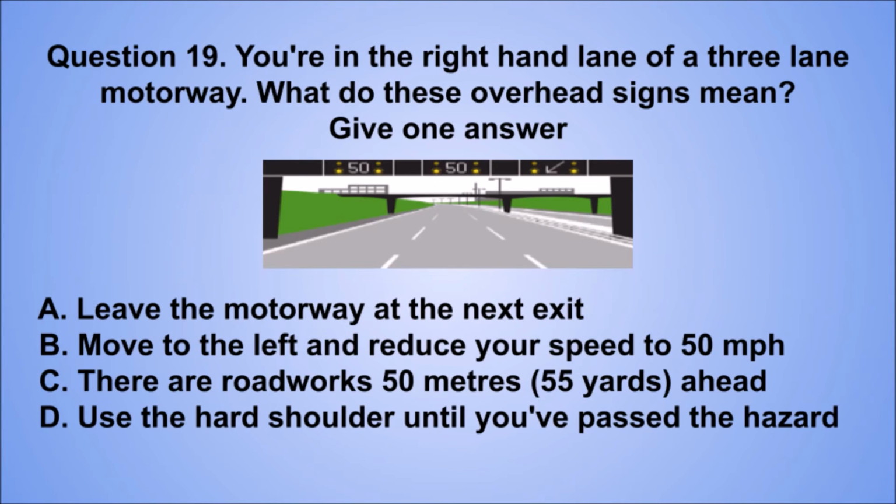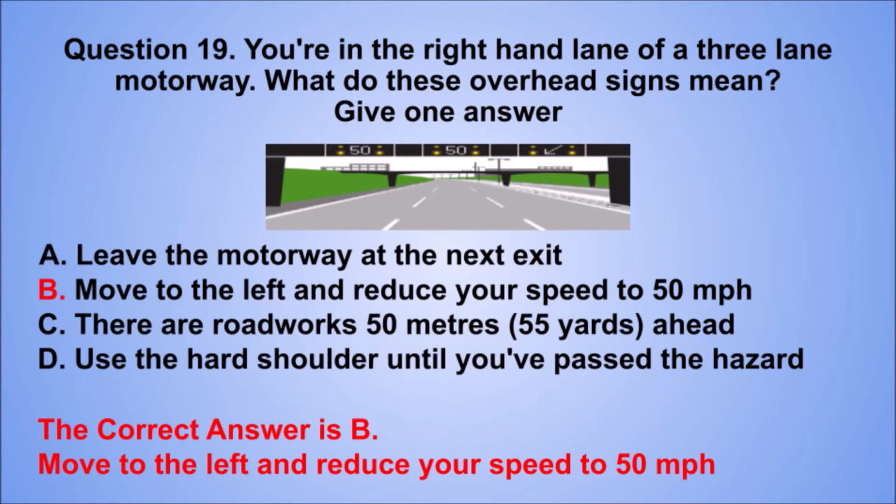Question 19. You're in the right-hand lane of a 3-lane motorway. What do these overhead signs mean? Give one answer. A. Leave the motorway at the next exit. B. Move to the left and reduce your speed to 50 miles per hour. C. There are roadworks 50 meters, 55 yards ahead. D. Use the hard shoulder until you pass the hazard.